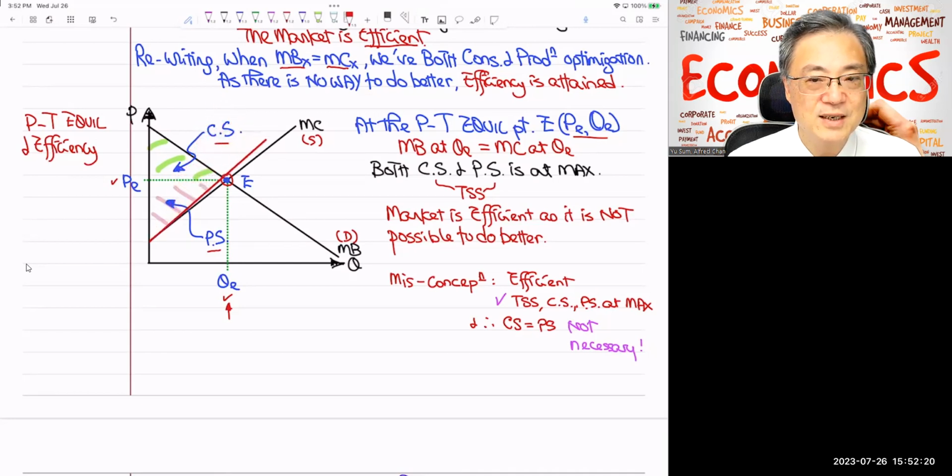Can you imagine that? If I move it like this, CS will be much greater than PS. If I move it like this, PS will be much greater than CS. All right. If you can't imagine it, pause the video and look at this. Here, CS will be much greater than PS. If it is like this, PS will be much greater than CS.